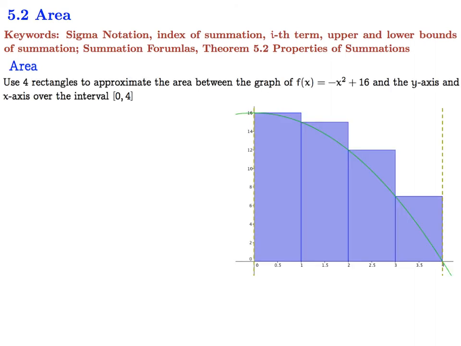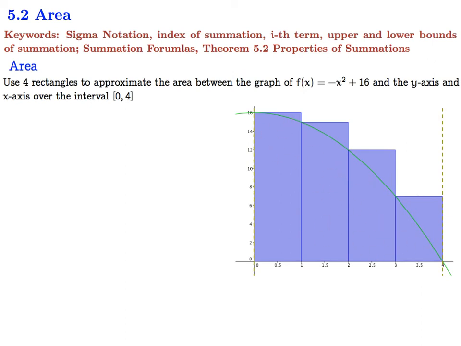So what I want to do is use 4 rectangles to approximate the area between the graph of f of x equals negative x squared plus 16 and the y-axis and the x-axis over the interval 0 to 4. And here I've drawn a diagram of basically what I want to do. My goal is to figure out this area in here between the axes and the green line.